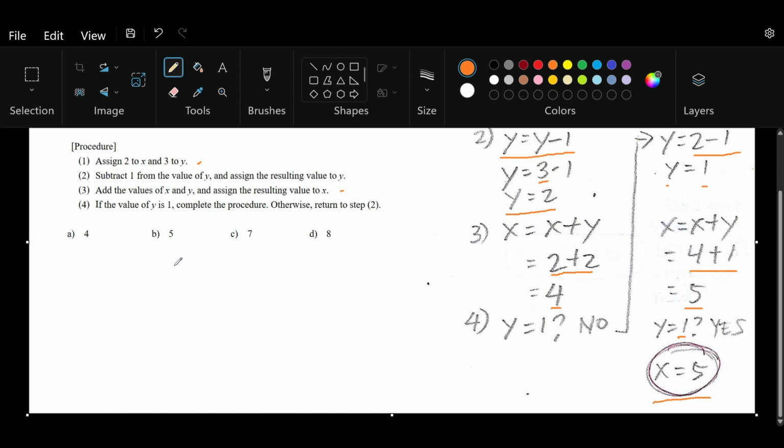And from there, we got to look for the answer among the choices, where among the choices is the number 5. And here we have, for letter B, the right answer, the resulting value of x, which is 5.